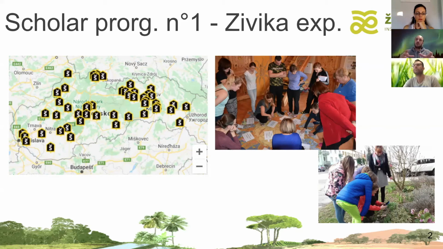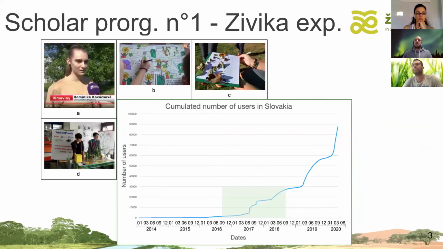So 3, 4, or 5 groups. Each group is coming from one particular school, and they were trained to use the app and to share feedback about the usage of the app when they came back to the classroom. So this explains why the number of users in Slovakia was so important and increased so much during the duration of their 2-year program.